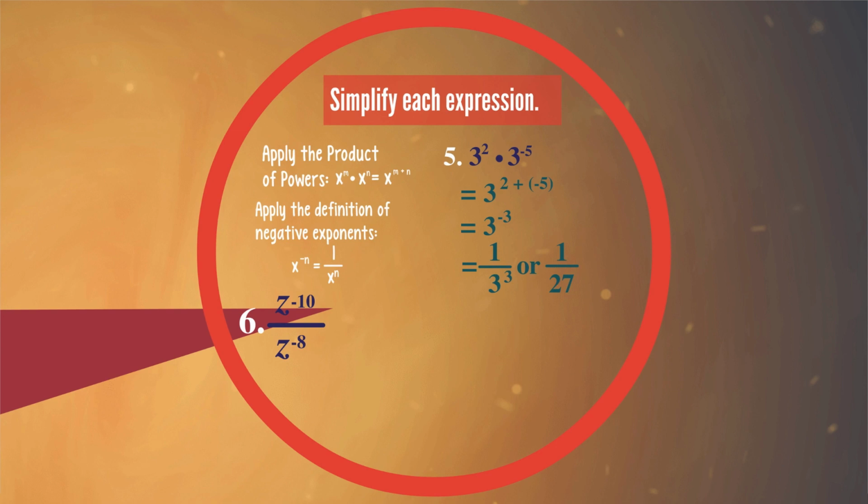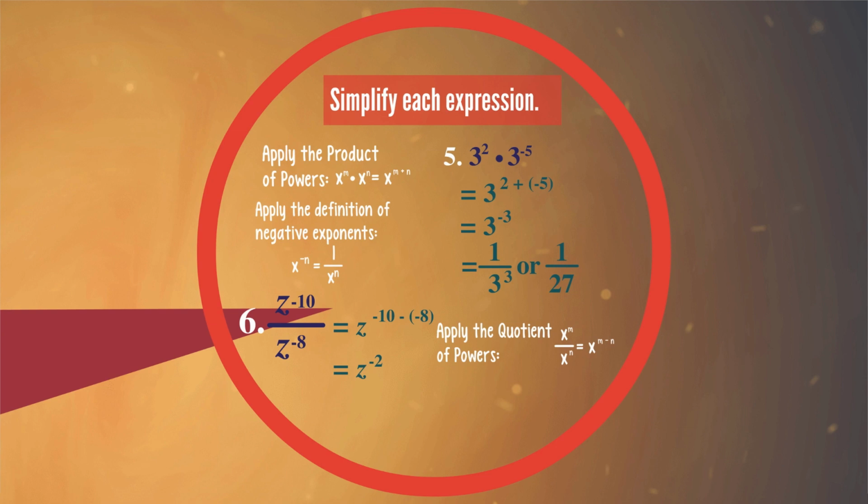Notice that we have the same base again, so we can apply the quotient of powers here. In applying the quotient of powers, we just subtract the exponent of the denominator from the exponent of the numerator. Following that, we will just copy z and subtract -8 from -10 for the exponent. Simplifying that will give us z raised to -2.